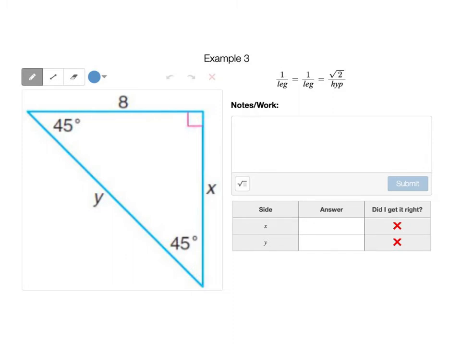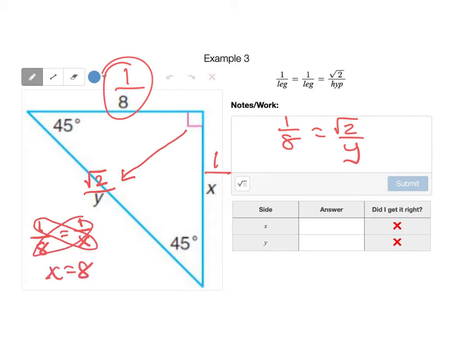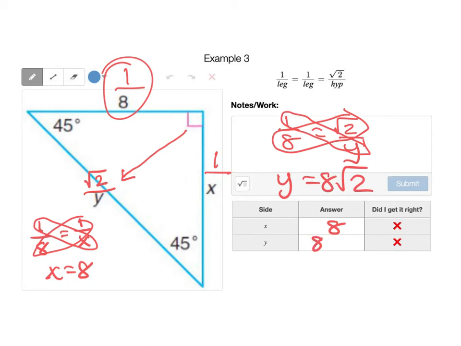Okay, on this one, again, let's do our labels. Okay, y gets the root 2, 1 and 1. So 1 over 8 is what I want to use both times. 1 over 8 equals 1 over x. 1 over 8 equals root 2 over y. Cross multiply. I get x equals 8. And over here, I get y equals 8 square root 2. Piece of cake. You just have to know which ratio to use. So basically, write it down somewhere that it's easy to look at.